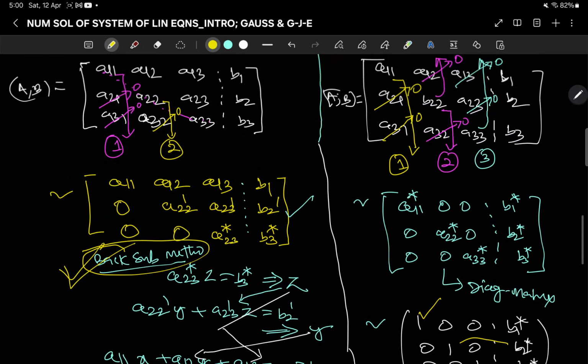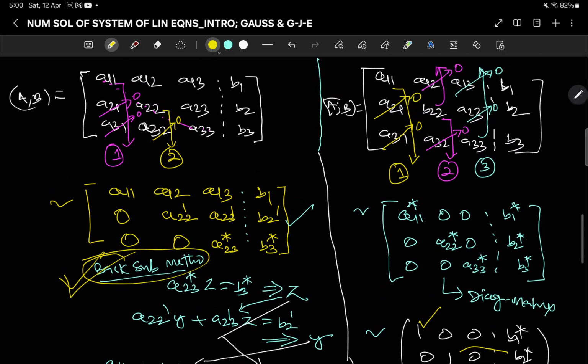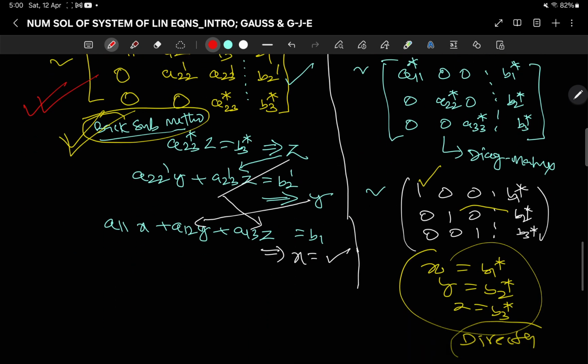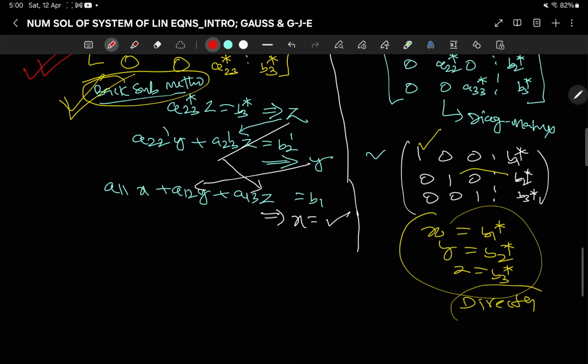This is the difference. But here this is time consuming. You calculate these extra operations here, so this is time consuming. So out of these two methods, Gauss elimination is preferred over Gauss-Jordan elimination. So let us solve one problem to see the difference of these two methods.